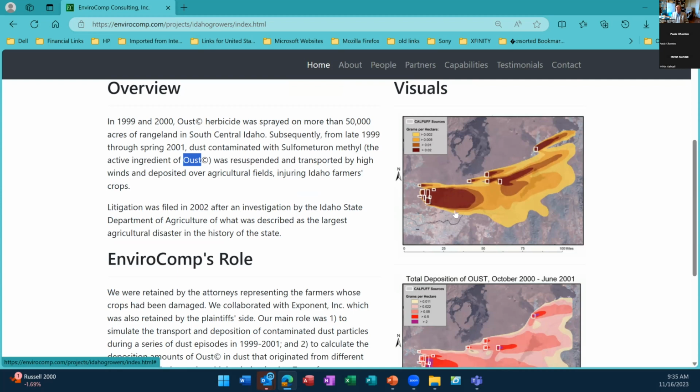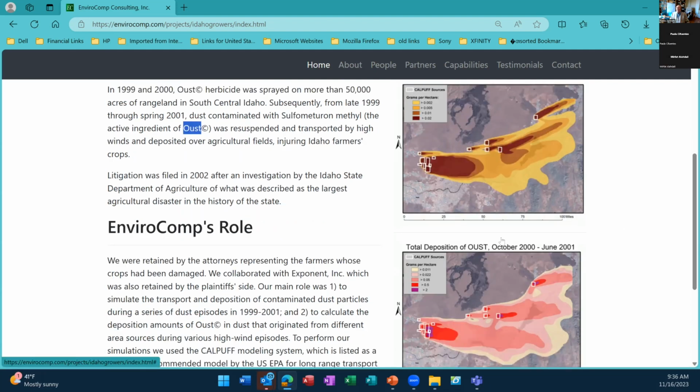And I was able to show that 20 kilometers away, 50 kilometers away, even 100 kilometers away, we had substantial deposition of Oust. And this created a lot of damage to agricultural products of farmers. So the farmers sued the government and Dow Chemical, and I was hired by the attorneys working with the farmers, and I was able to prove that the farmers were right. They were damaged by this Oust dust, and I used the CalPUFF model in this case, not AERMOD. I used CalPUFF to simulate these effects. So this was a very successful project for me, for my client, and for the farmers.